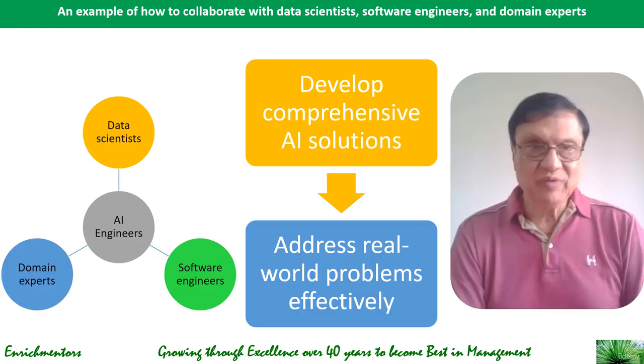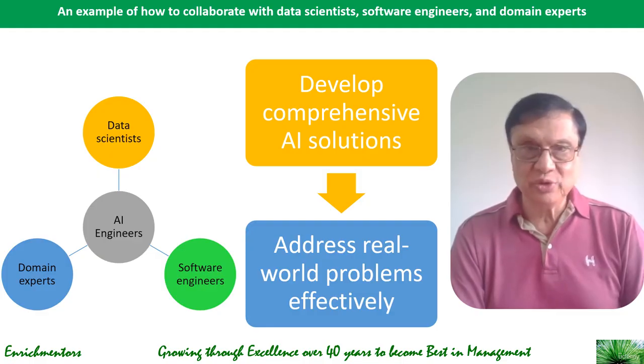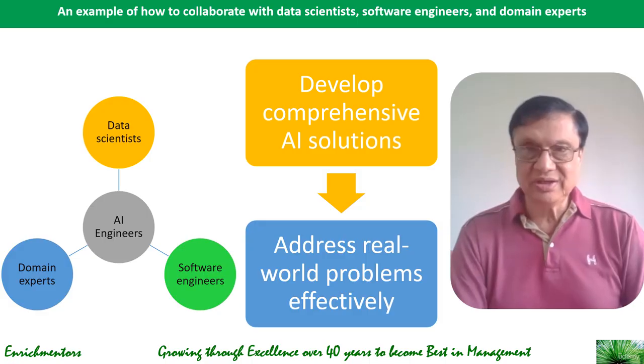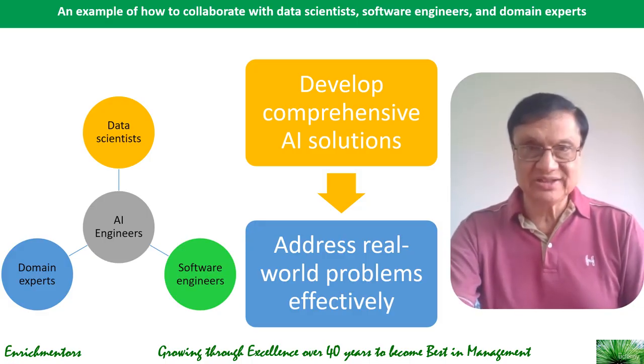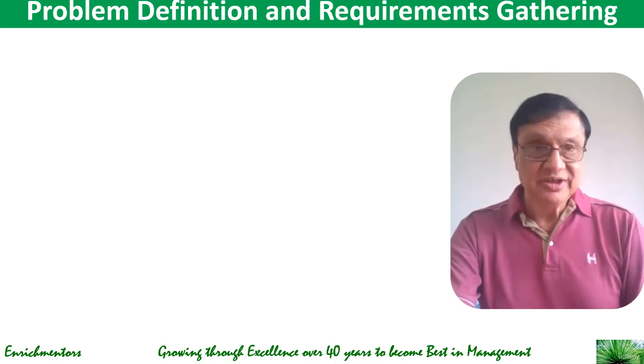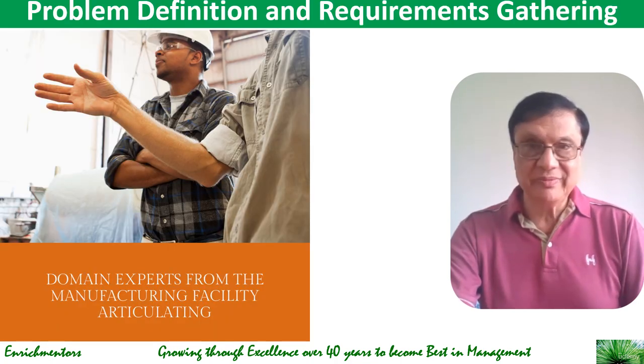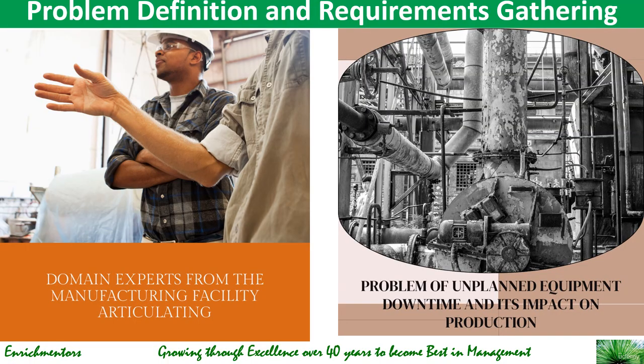The collaboration involved data scientists, software engineers, and domain experts working together with AI engineers to address the real world problems effectively. So how did they do that? Let's take a look at this. The collaboration began with the domain experts from the manufacturing facility articulating the problem of unplanned equipment downtime and its impact on production, which was quite huge. It was an old facility.